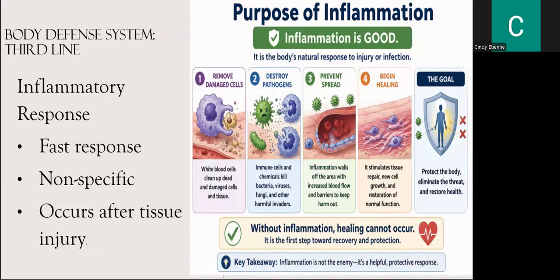The third line of defense is the inflammatory response. Inflammation is the body's rapid, nonspecific reaction to tissue injury or infection. When cells are damaged, they release chemical mediators such as histamine or cytokines. These chemicals increase blood flow, make blood vessels more permeable, and attract white blood cells to the injured area. The goal is to contain the injury, destroy the pathogens, remove damaged tissue, and begin the healing process. Although inflammation is protective, an excessive or prolonged inflammatory response can also damage healthy tissues.